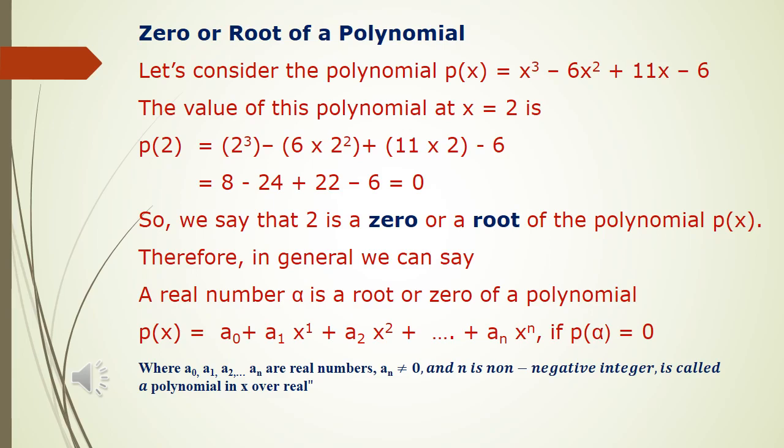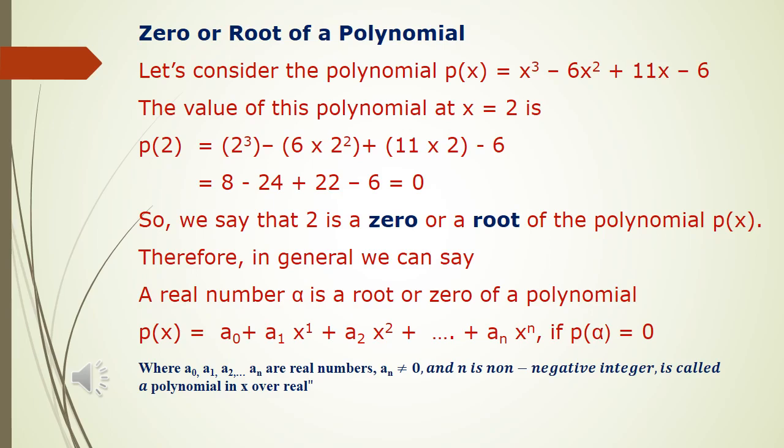Let's consider the polynomial p of x is equal to x cube minus 6x square plus 11x minus 6. Here the value of this polynomial at x is equal to 2 is p of 2 is equal to 2 cube minus 6 multiplied by 2 square plus 11 multiplied by 2 minus 6. Here you can see that x is replaced by the given real number 2.